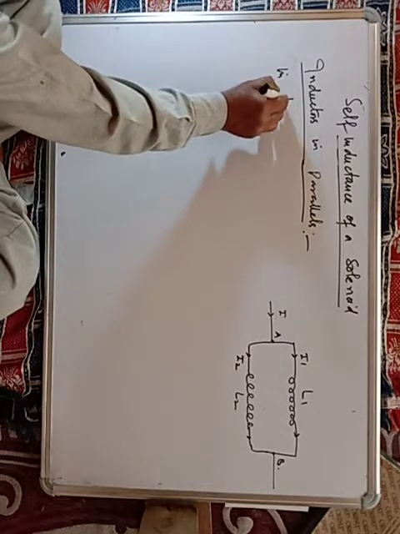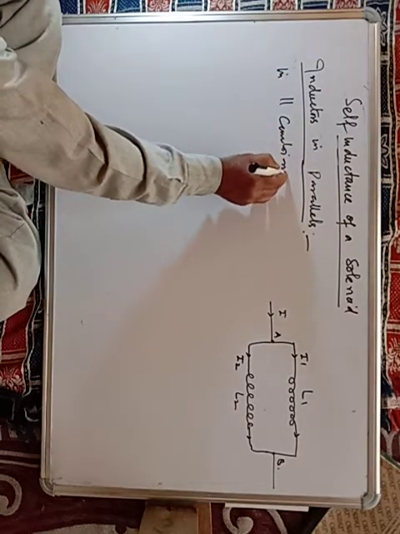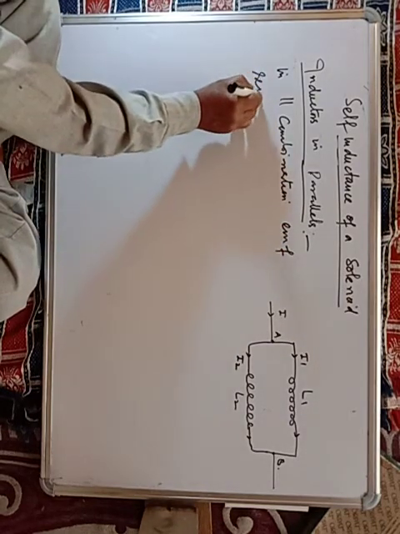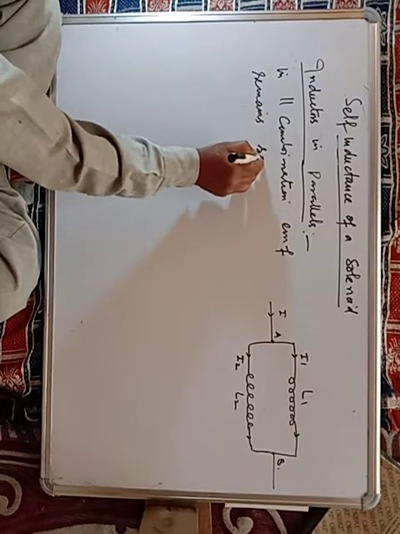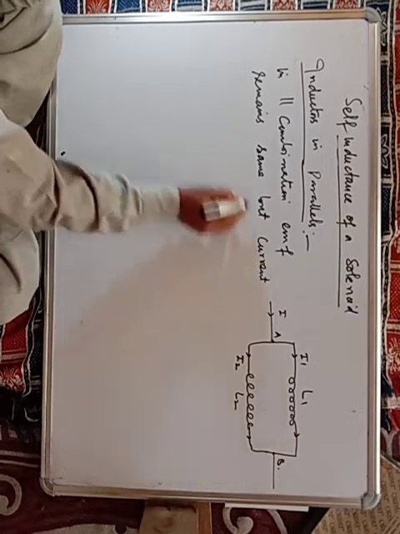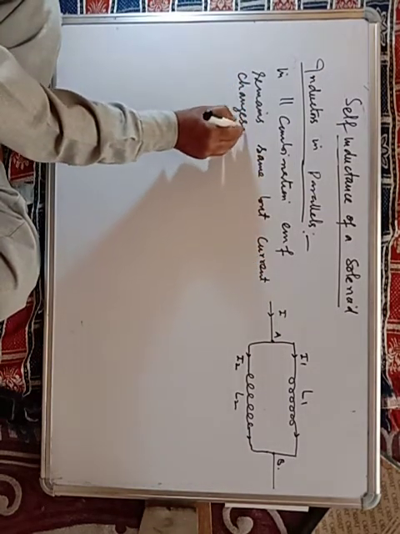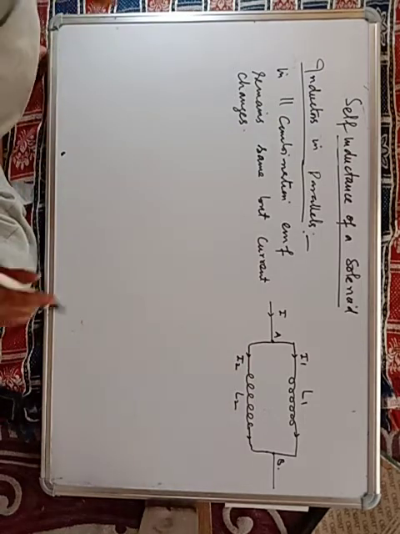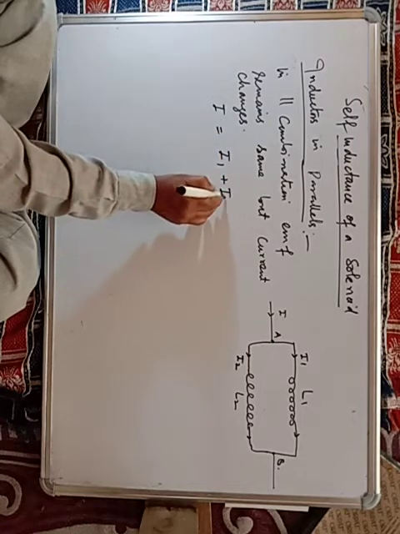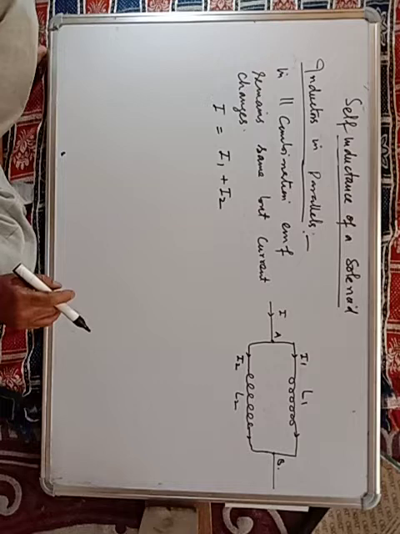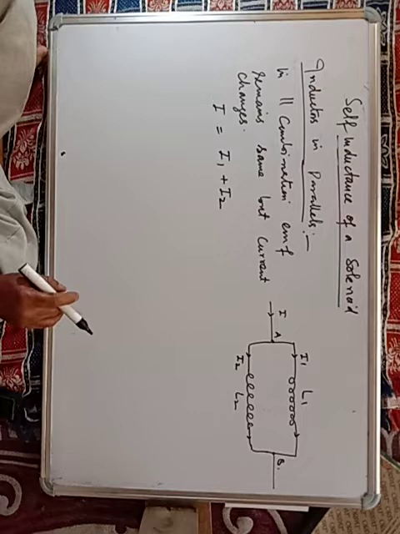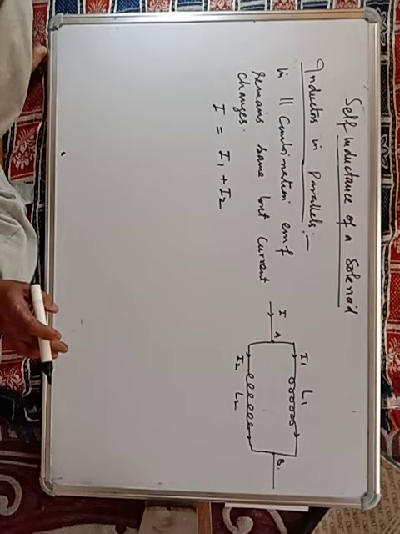So in parallel combination, EMF remains the same, but current changes. So we can write here I is equal to I1 plus I2. I is the total current which gets distributed. I1 flows through L1 and I2 flows through L2. So total current will be I is equal to I1 plus I2.